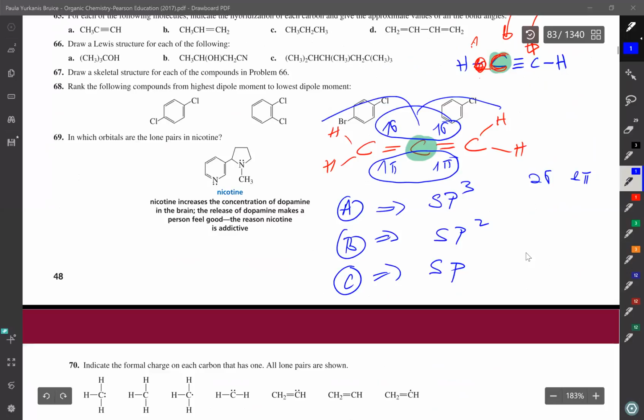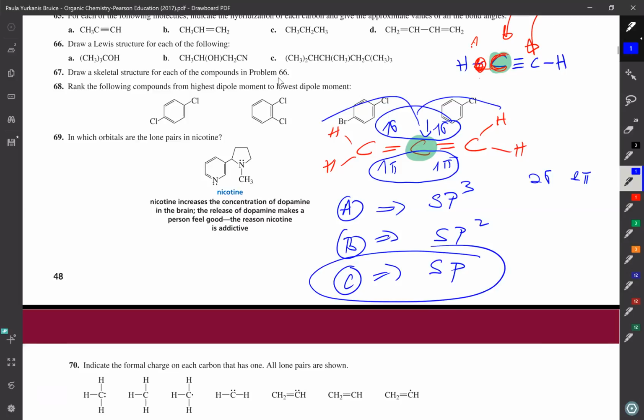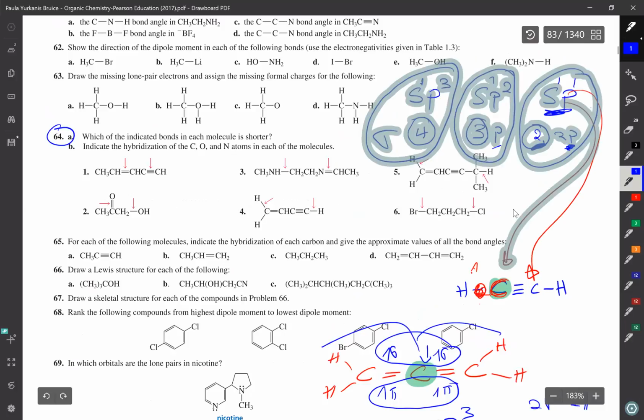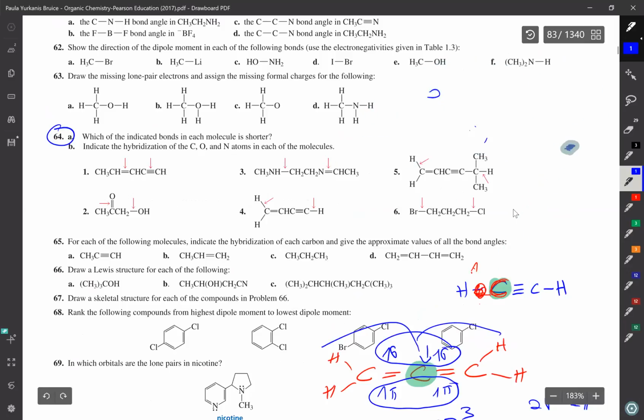So this particular carbon here is an sp hybridized carbon. I hope that's clear for everyone. So the correct answer here will be C. C will be our correct answer. That said, question 64 is a good example for you guys to try your hand on.